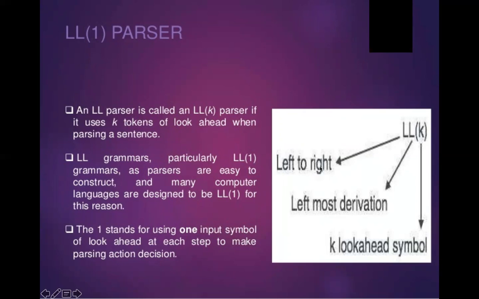The first L represents left to right, meaning the input is scanned from left to right. The second L represents leftmost derivation, meaning the tree is constructed using the leftmost derivation only. And K is the lookahead symbol. Here we are using one, so only one symbol is considered. That's why it is called an LL1 parser.